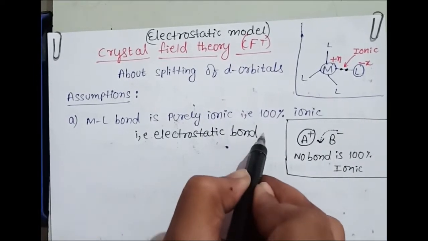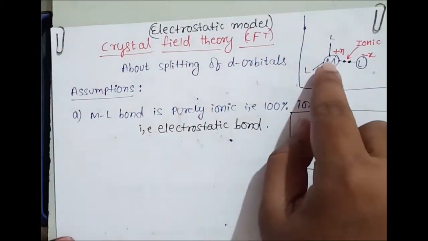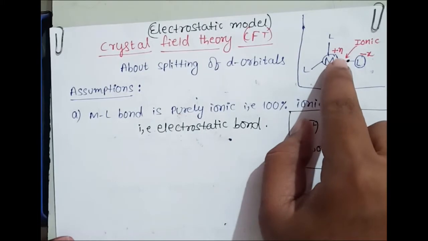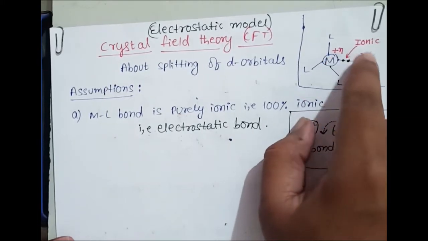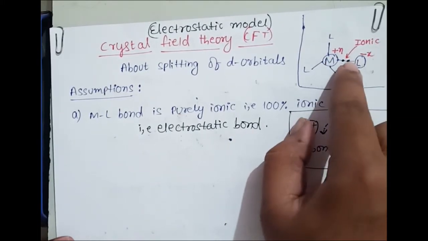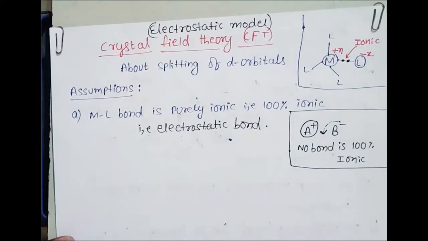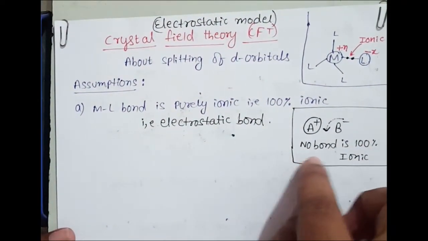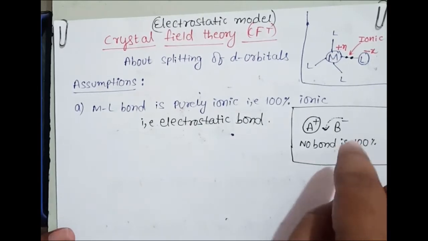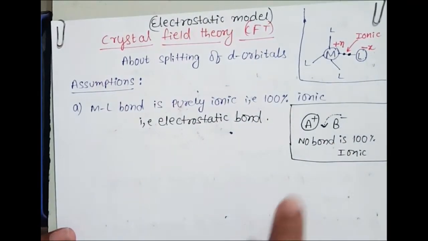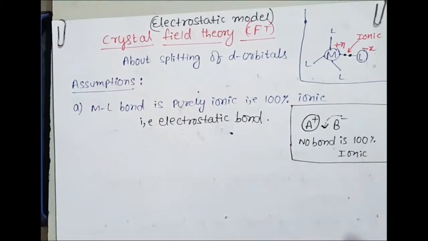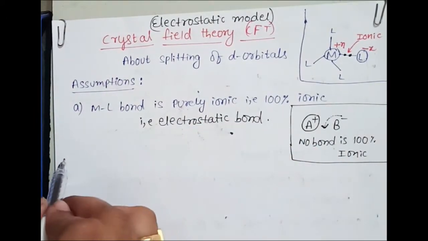Okay, the first point is that. The bond between metal and ligand, they assumed, is like a bond between opposite charges, so it acts as an ionic bond. That is what they assumed, and they ignored the covalent bond. But as we know, no bond is 100% ionic. I am going to explain this point in the drawbacks. This is the first assumption.